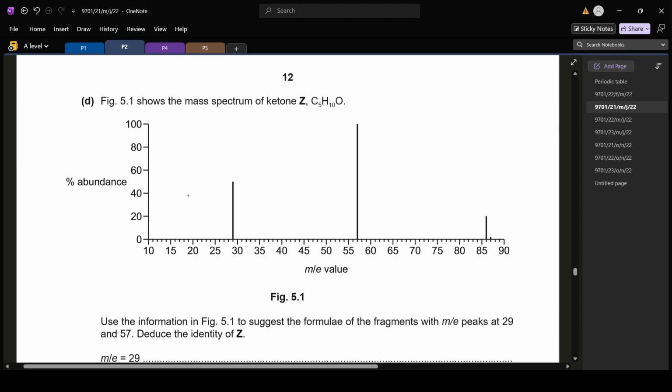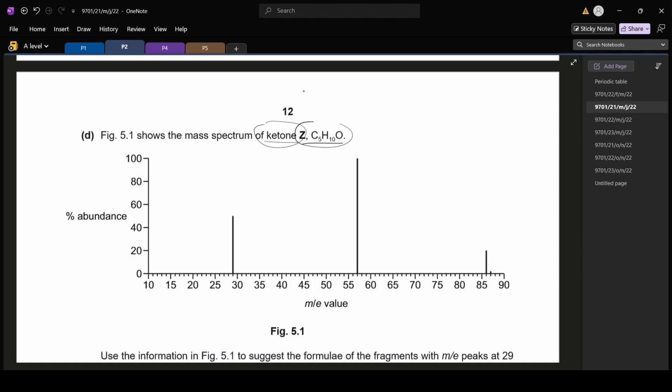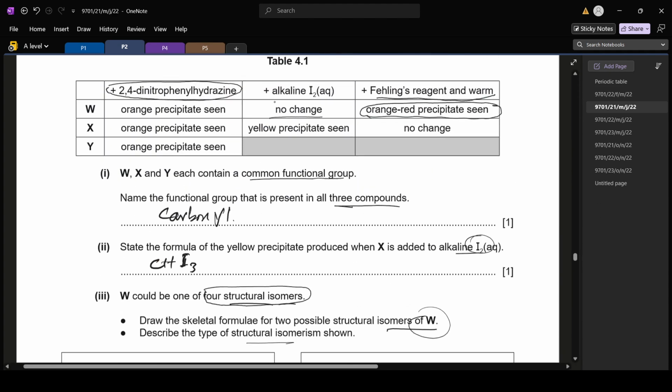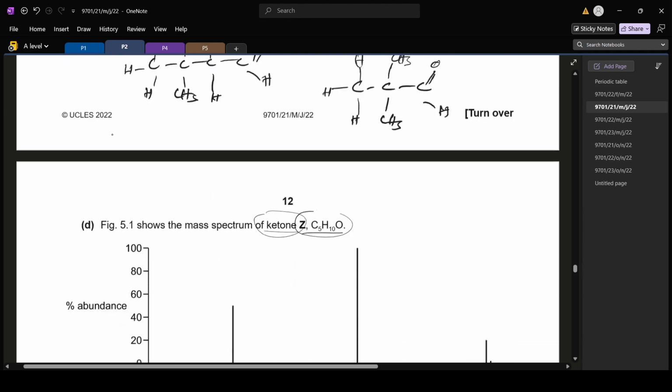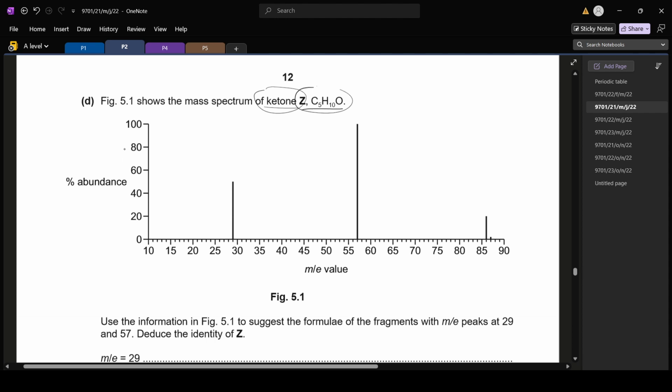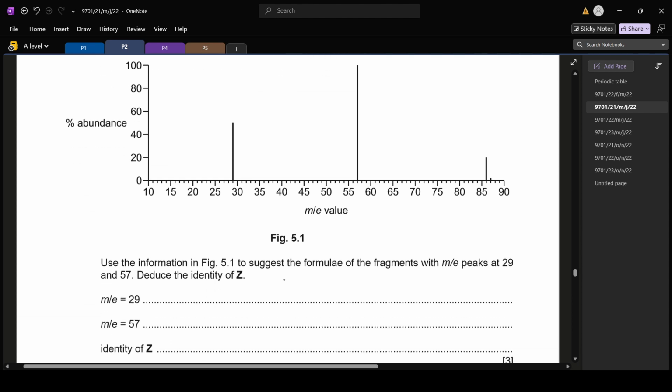Part D. Figure 5.1 shows the mass spectrum of ketone Z. This list does not contain Z. Use the information in figure 5.1 to suggest the formula of the fragments at mass to charge peaks of 29 and 57. Okay. This is the identity of Z.